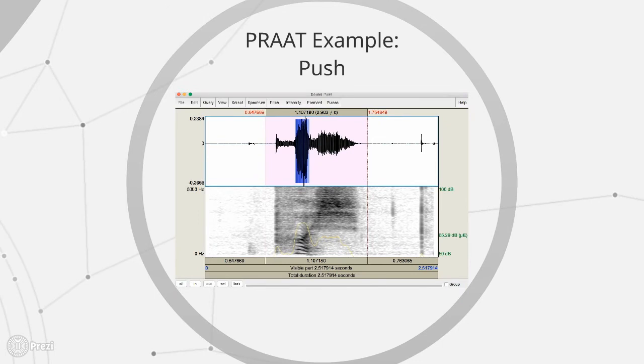For p and push, vibration begins even later, and it is clear through the spectrogram that there is a large space at the beginning, and pulsing begins even later. Push.